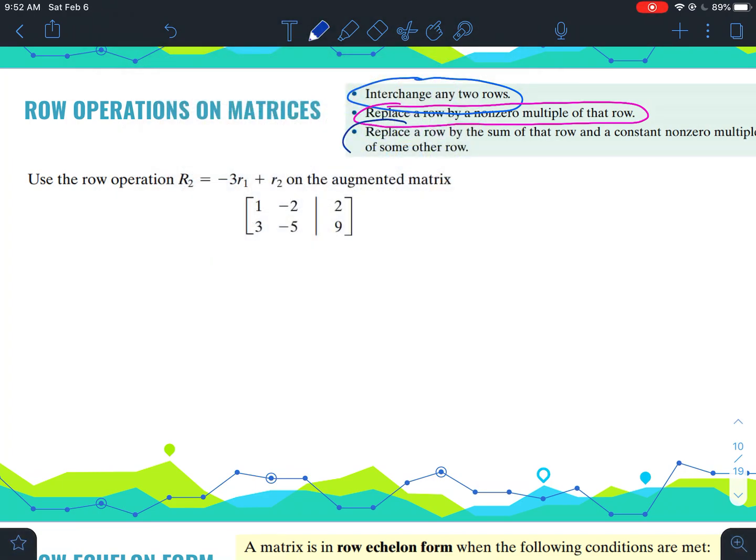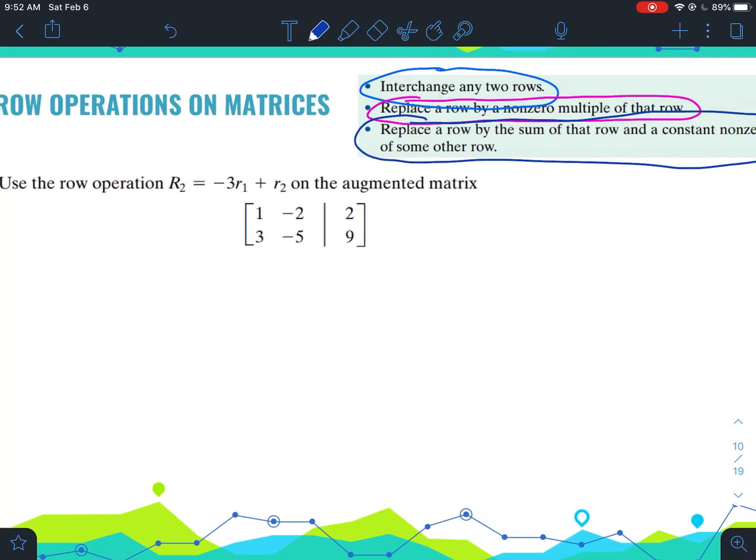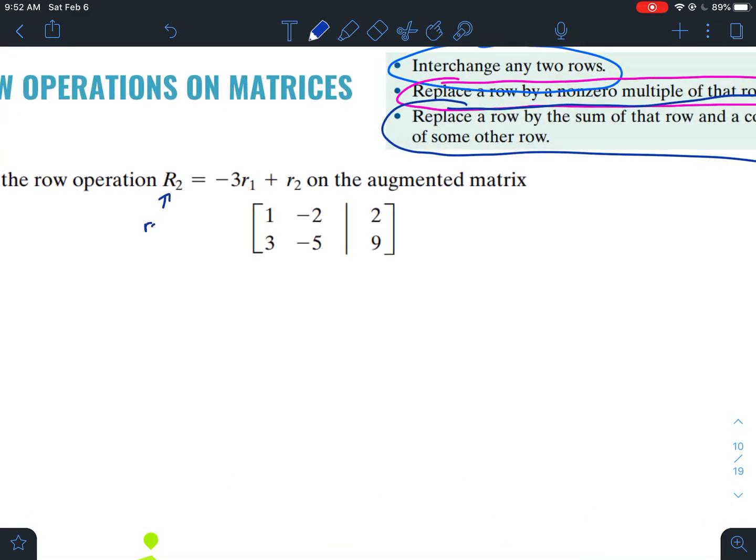You can also add or subtract rows or multiples of rows. So you could take 3 row 1 plus 2 row 2, and that could become your new row 1. So you can interchange any two rows, you can multiply any row by a specific number, and you can add and subtract any two rows or multiples of any two rows. So let's use a row operation. We're going to multiply row 1 by -3 and add row 2.